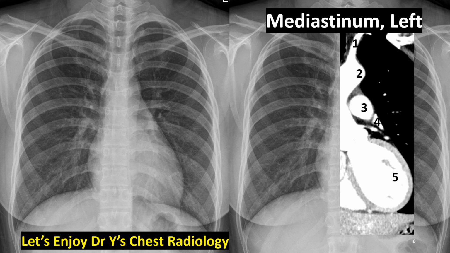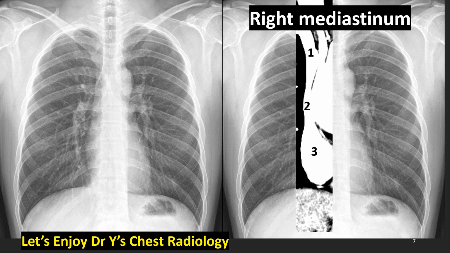We have to focus our eyes on the left side chest radiograph of a normal young woman. Number 1 is left subclavian artery. We see this left subclavian artery on the left side chest radiograph, right? Number 2, aortic arch. Number 3, left pulmonary trunk. Number 4, it is flat, it is normal, left atrial appendage. Number 5, as we see, left ventricle.